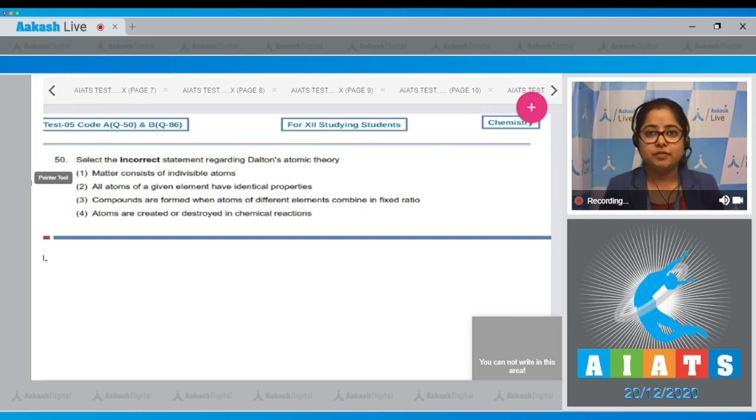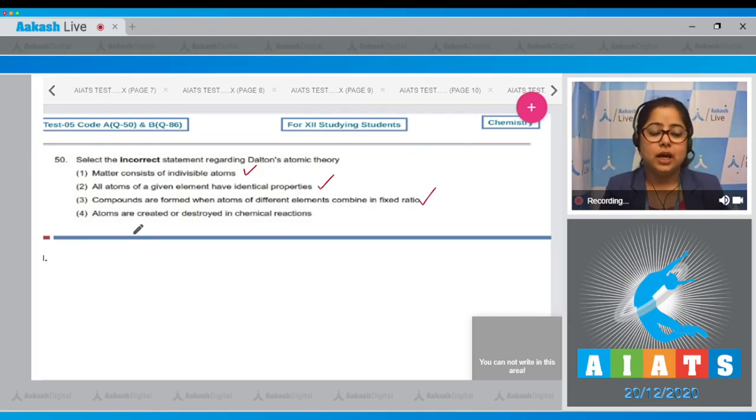Students, in this question, we are given with 4 statements and we have to identify the incorrect one regarding Dalton's atomic theory. So let's start with the first statement. Matter consists of indivisible atoms. Student, this is a correct statement as it is very clear that atoms cannot be further divided according to Dalton's atomic theory. Moving to next, all atoms of a given element have identical properties. This is also a correct statement. Moving to next, compounds are formed when atoms of different elements combine in a fixed ratio. Students, this is also a correct statement.